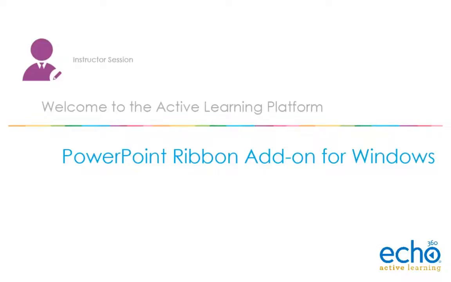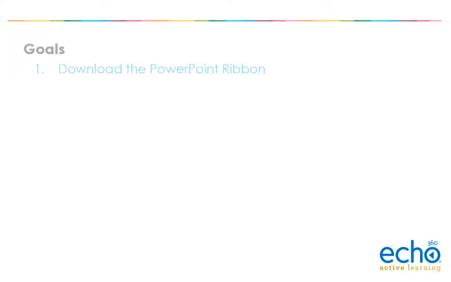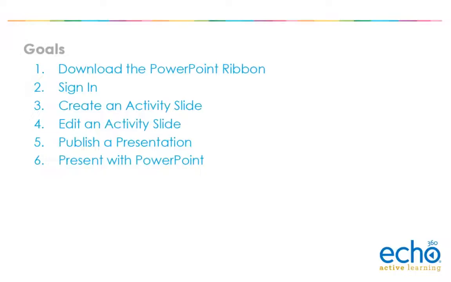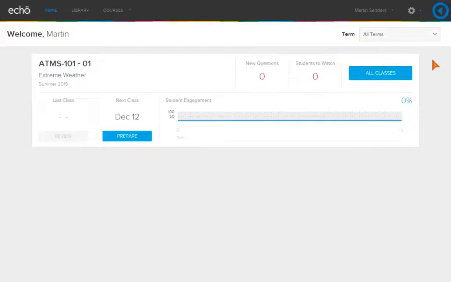Welcome to the Active Learning Platform PowerPoint Ribbon Add-on for Windows demonstration. We will show you how to download the PowerPoint Ribbon, sign in, create and edit an activity slide, publish a presentation, and present with PowerPoint. Echo360's PowerPoint Ribbon brings the power of the Active Learning Platform to your presentations and allows you to present directly from PowerPoint.